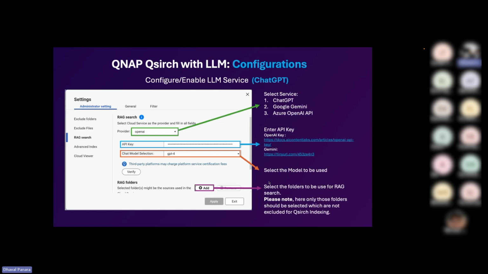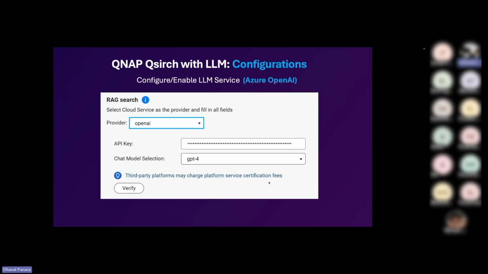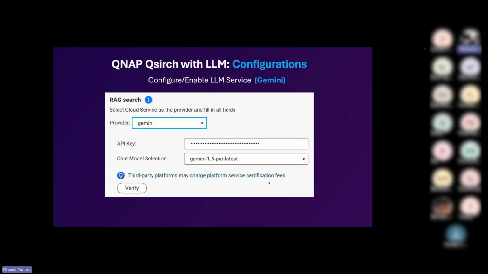Once you have that, you need to add the RAG folders. The RAG folder is the folders where ChatGPT can access to generate the information for you. Right. So as I mentioned, just for OpenAI or Azure OpenAI, just add the API key, choose the model. Similarly for Gemini as well.